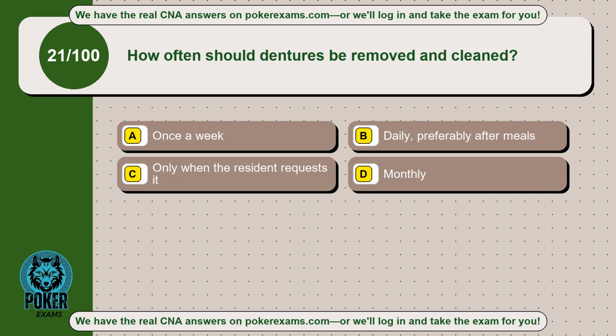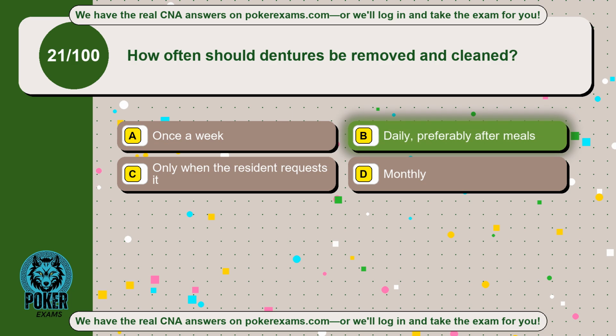Question 21. How often should dentures be removed and cleaned? Option A, once a week. Option B, daily, preferably after meals. Option C, only when the resident requests it. Option D, monthly. The correct answer is option B, daily, preferably after meals.